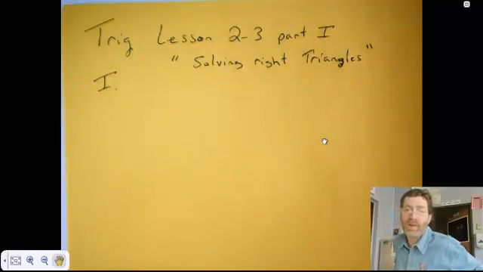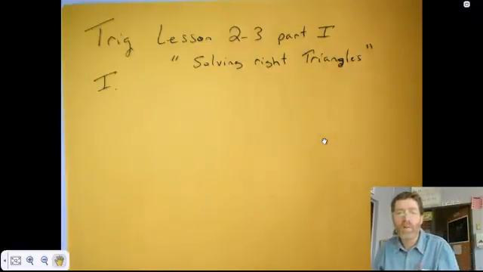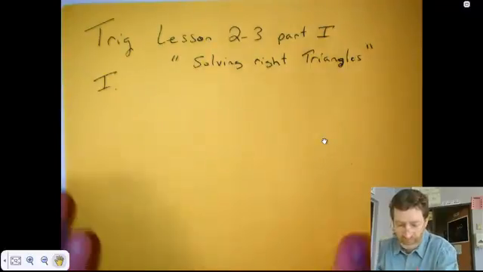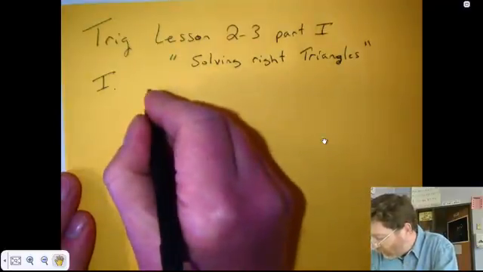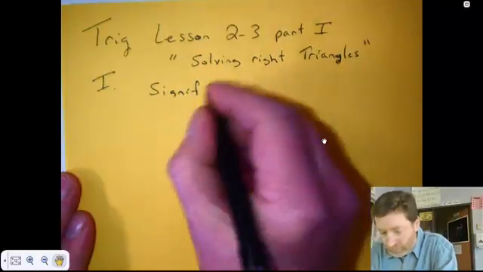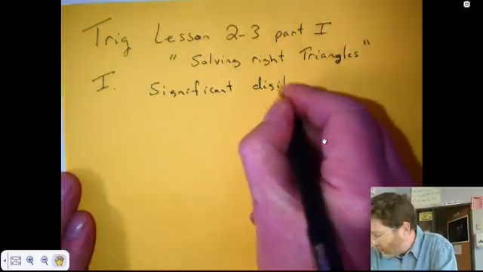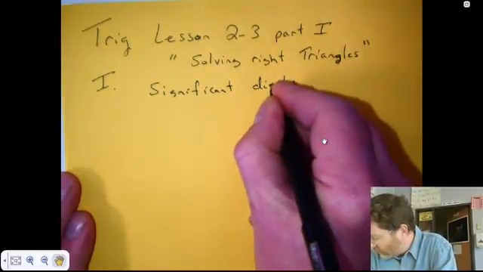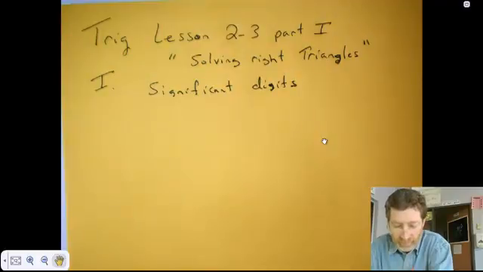Okay, so today we're looking at solving right triangles, some application questions that involve right triangles. And so a couple things I want to review with you first. One is significant digits. Significant digits are a way that we introduce the precision of a measurement. And we're not going to look at this extensively as we do in physics or in chemistry, but just a quick review on what you need to keep track of.